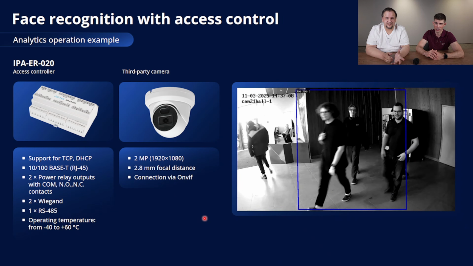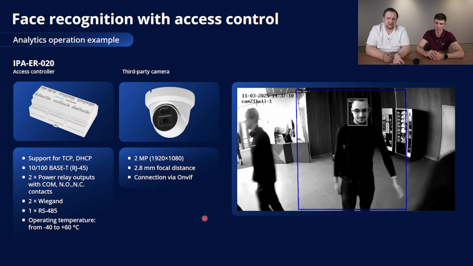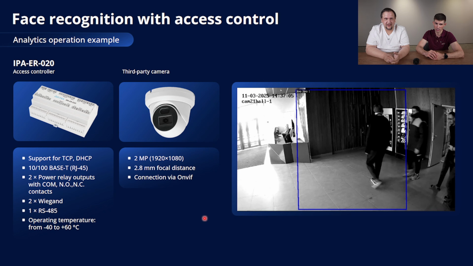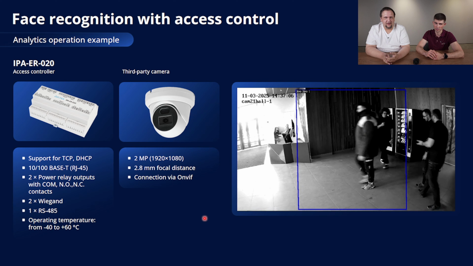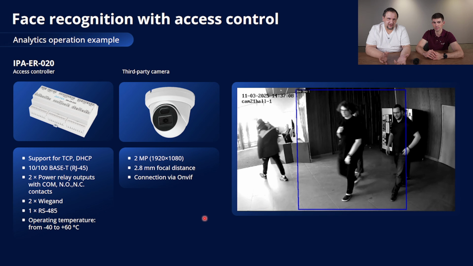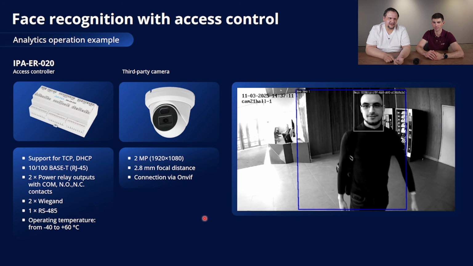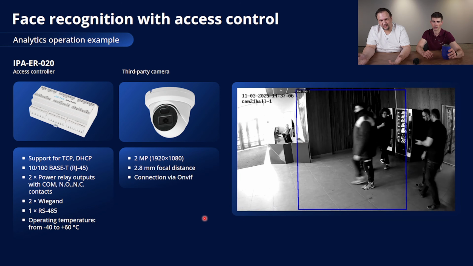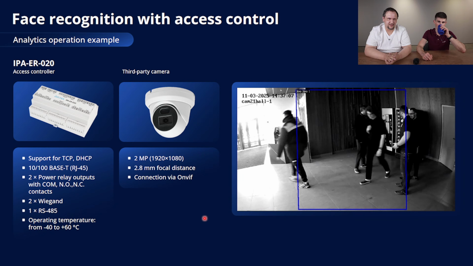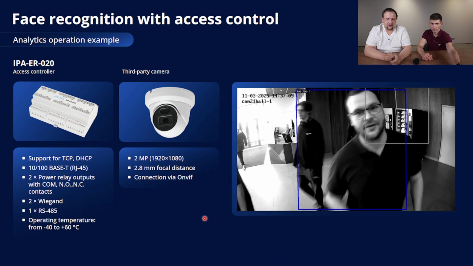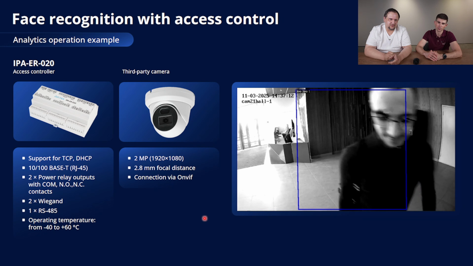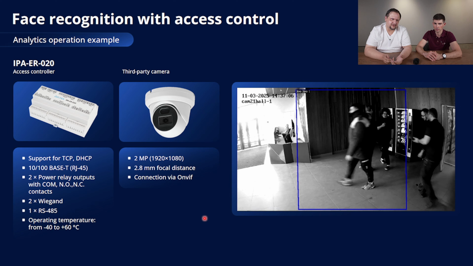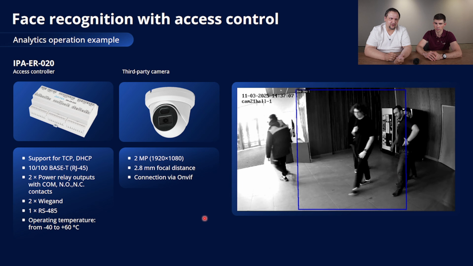Yes, this testing video shows workers live using the camera and turnstile. When a worker enters a zone and their face is recognized, analytics sends a signal through a controller to open a turnstile. That would allow workers to have access to an area. Also, I have to mention that in this case we're using a third-party camera that is connecting to our platform through ONVIF.